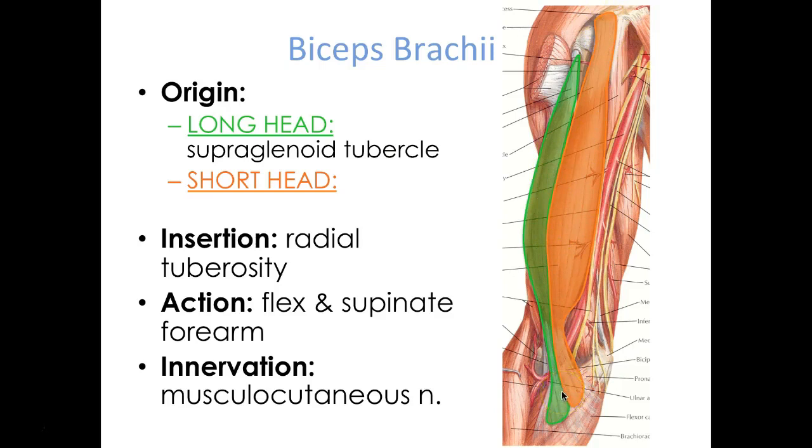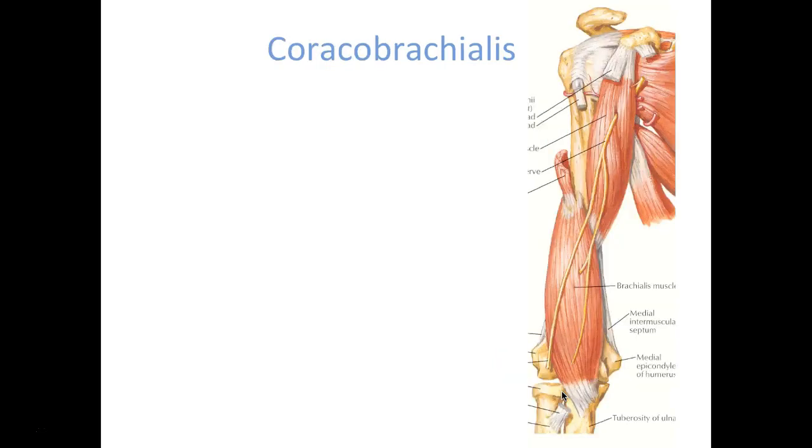And its action is not only to flex the forearm, like most of us know, but it's also to supinate the forearm. So it's kind of that lateral rotation of the forearm as well. And this, along with all the other muscles in the anterior arm, are innervated by the musculocutaneous nerve.